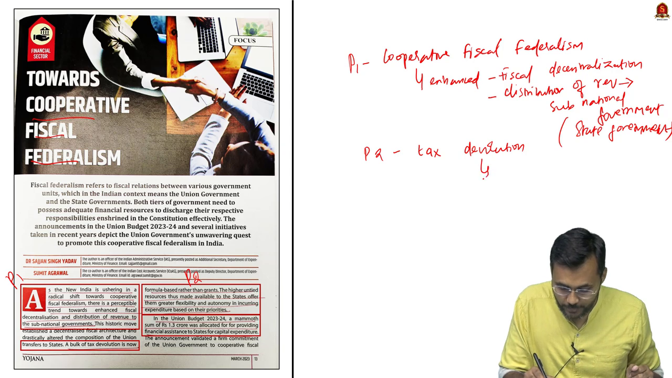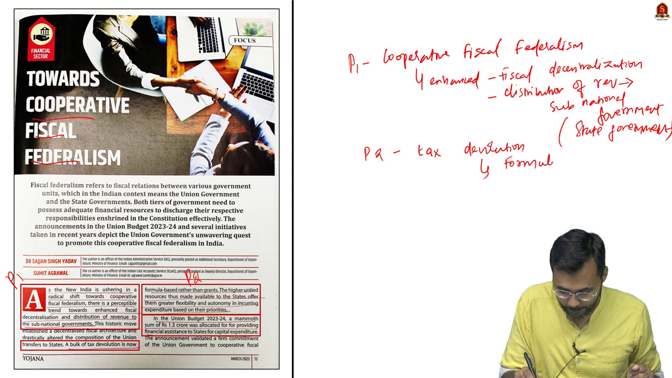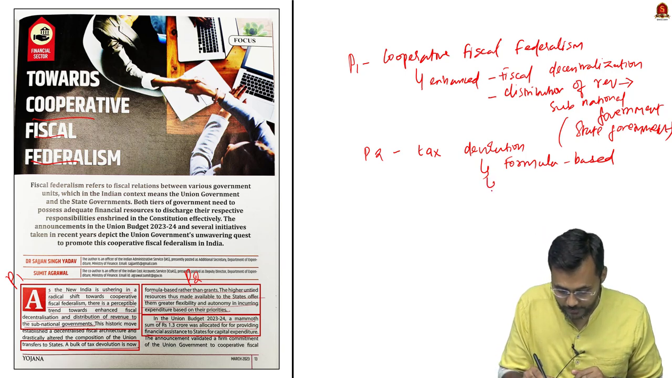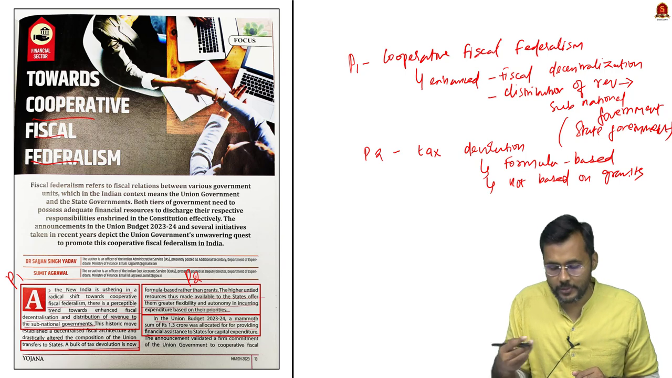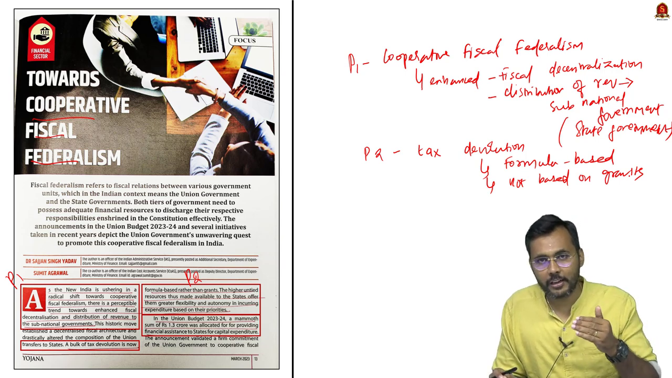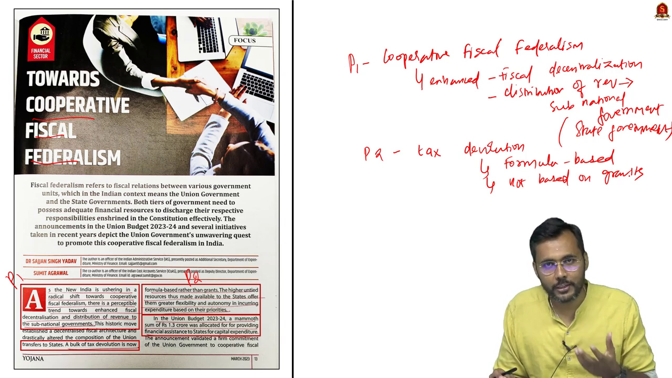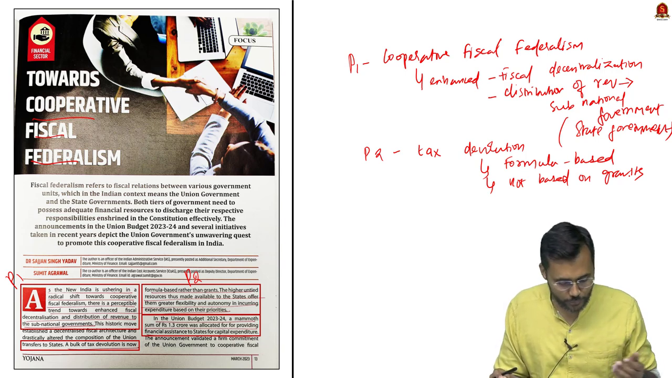What paragraph 2 says is that it's entirely based on formulas. Right now in India, how taxes are being shared is based on formulas, and it says not based on grants. Common sense says that formulas have certain clearly defined parameters based on which tax money is shared. Grants are nothing but based on the wish of the union level to share the money. So it says that right now grants are being minimized. It's entirely based on formula.